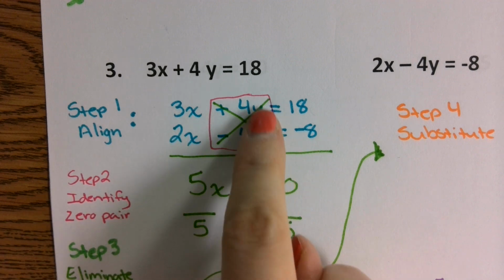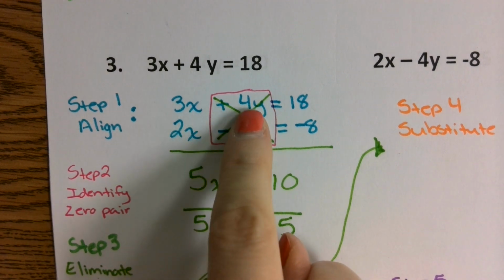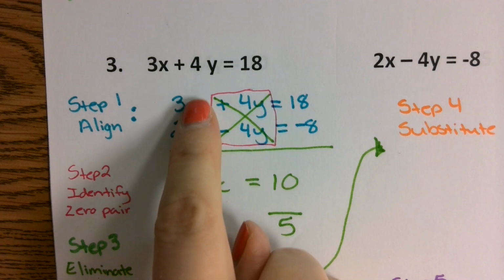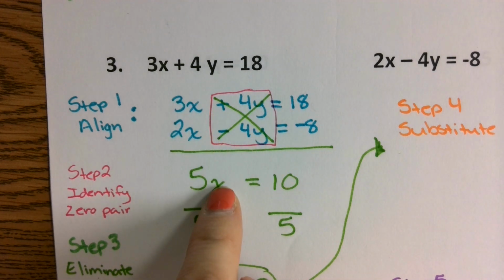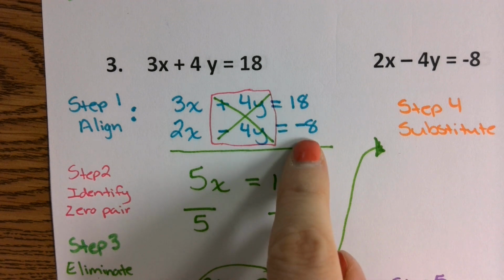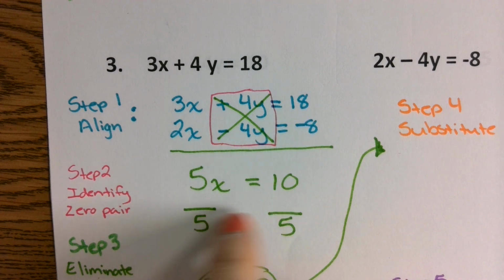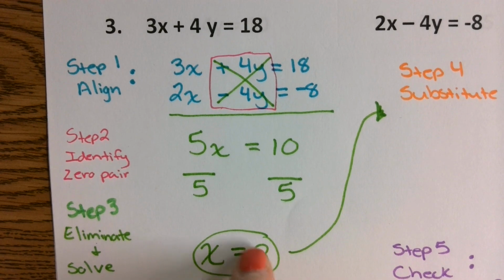We do have a zero pair. The y's are a zero pair. You've got a positive 4 and a negative 4, so you can eliminate those and then solve. When you combine 3x and 2x together, you get 5x. Positive 18 and a negative 8 combined together will give you a positive 10. Then you solve for x by dividing both sides by 5. You get x is equal to 2.